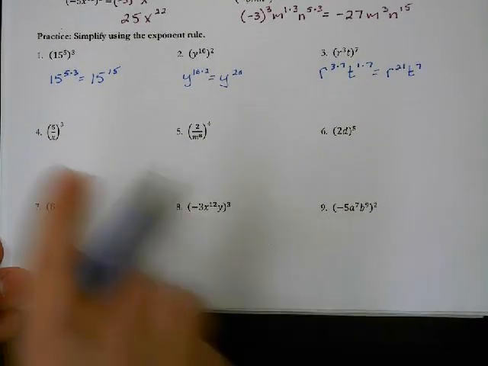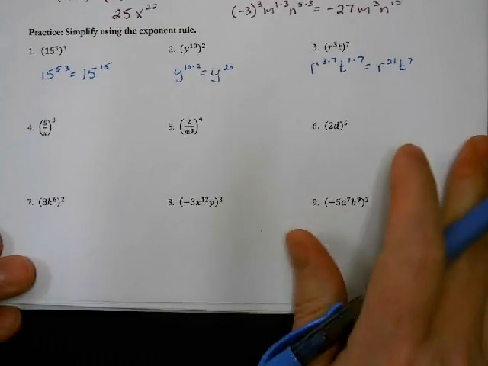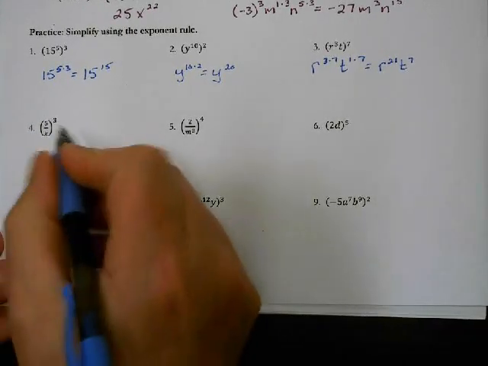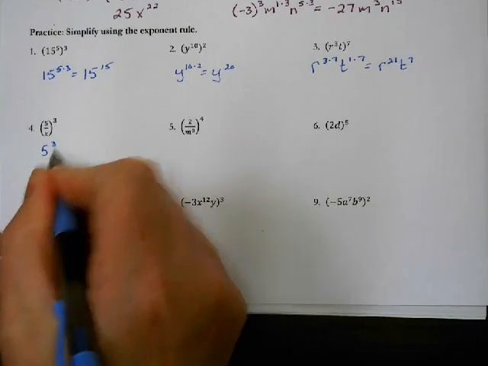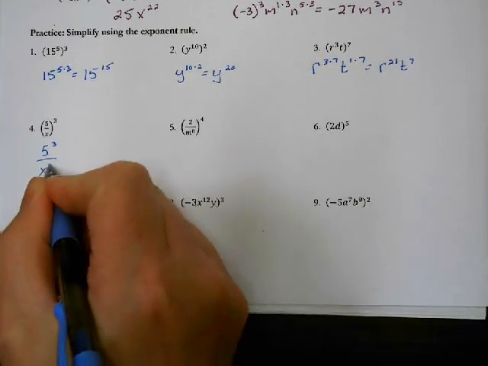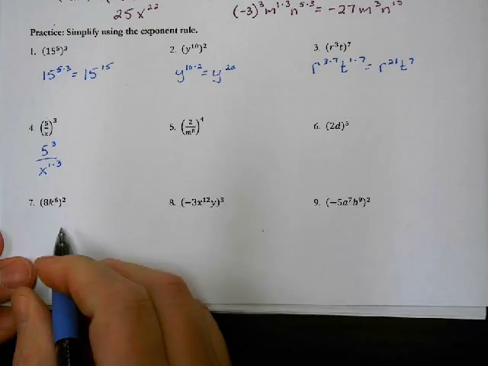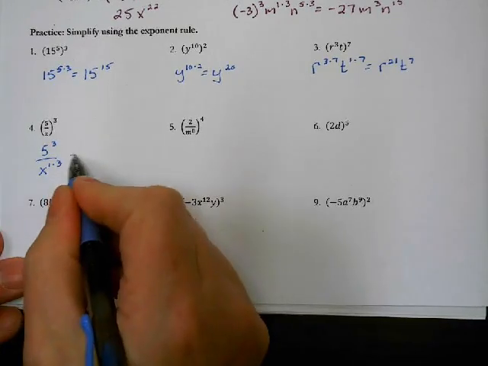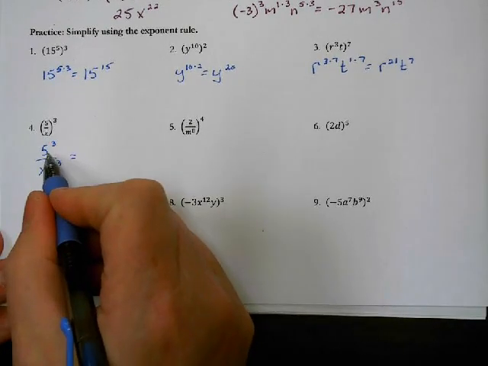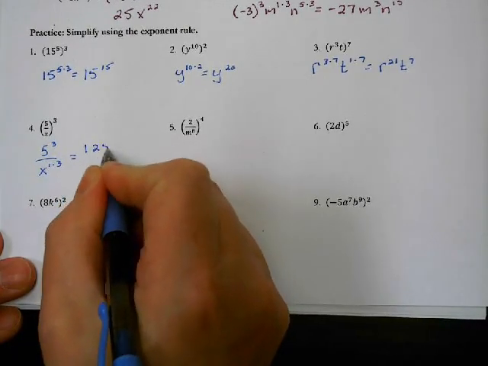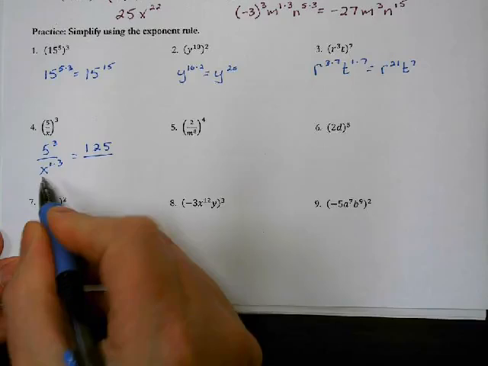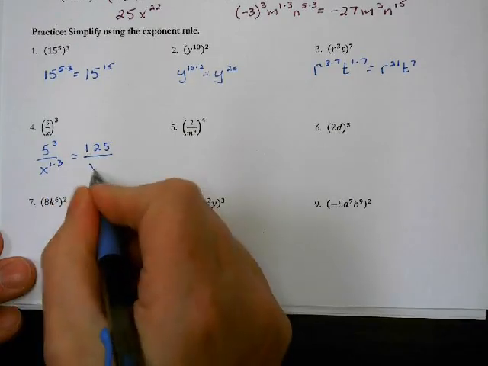Next one, the numerator and the denominator are taken to the power. So we've got 5 raised to the third power and x to the 1 times 3, because it's x to the first down there. 5 times 5 is 25. 25 times 5 is 125. X to the 1 times 3, x to the third.